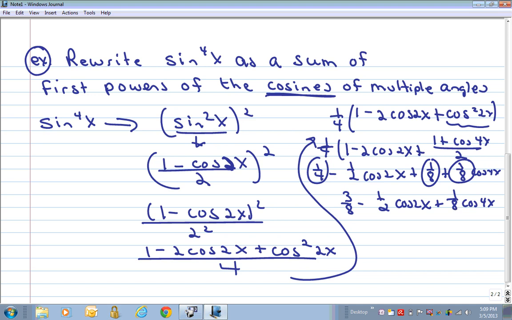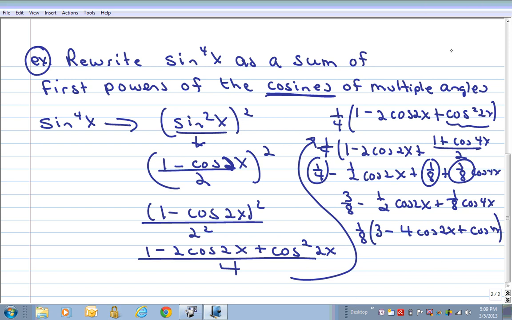All right, and the last thing we're going to do is factor out the 1/8. So if we take out 1/8, and this is all algebraic at this point, we're going to end up with 1/8 times 3 to get 3/8, so 3 minus, and then 1/8 times 1/2 would be 4 cosine 2x plus the 1/8 would go away, cosine 4x.